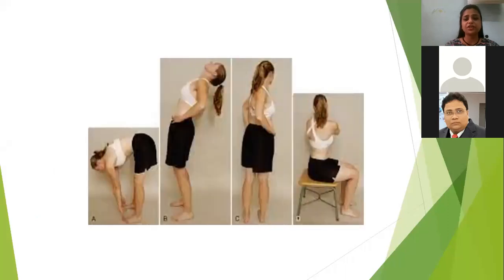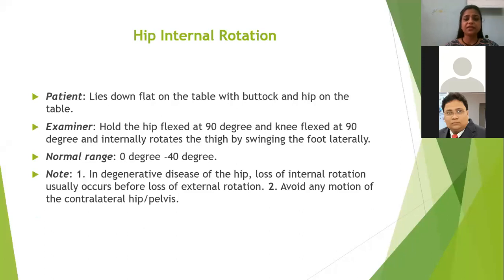Flexion, extension, and the rotations. The hip internal rotation: the patient lies on the table. Hold the patient's hip flexed at 90 degrees and knee flexed at 90 degrees, and internally rotate the thigh by swinging the foot laterally. So the normal range will be 0 to 40 degrees.